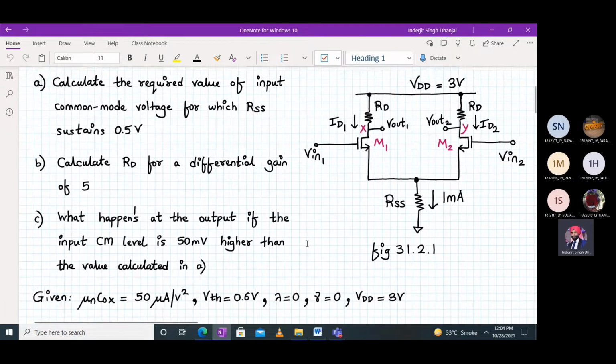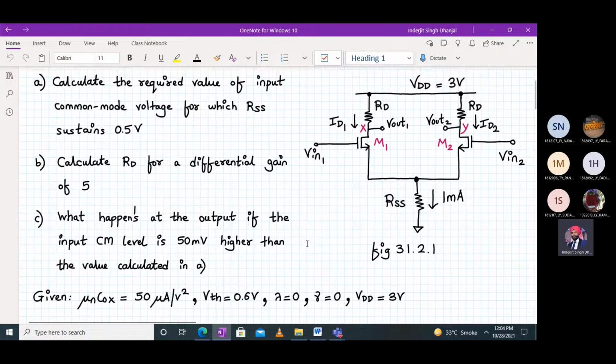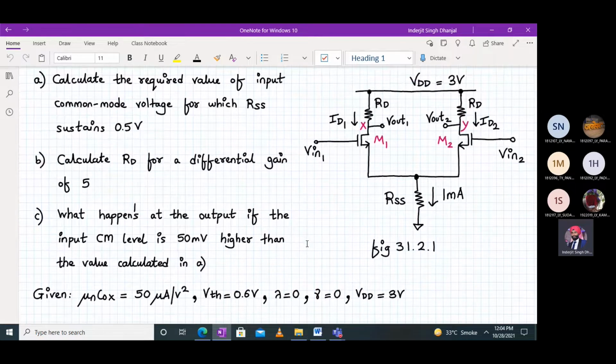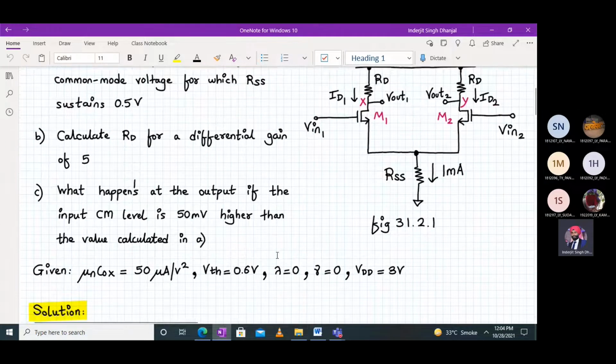And they have given the values of mu and Cox, VTH, and lambda and gamma is 0. That is good news because it will simplify the analysis. And VDD is given as 3 volt. Fine. So let's proceed now. So first of all, we have to find the required input common mode voltage for which RSS sustains 0.5 volt.